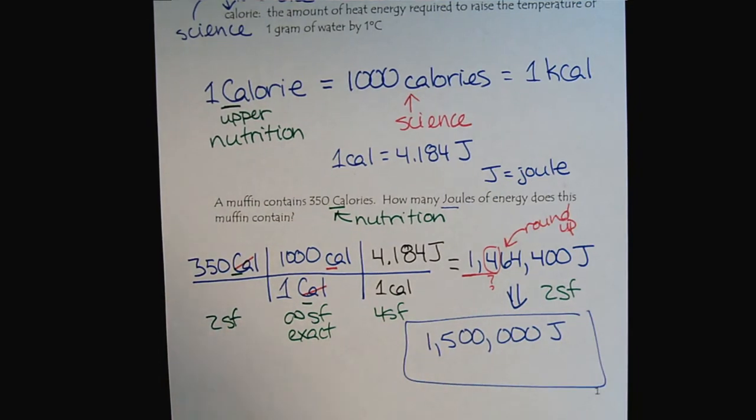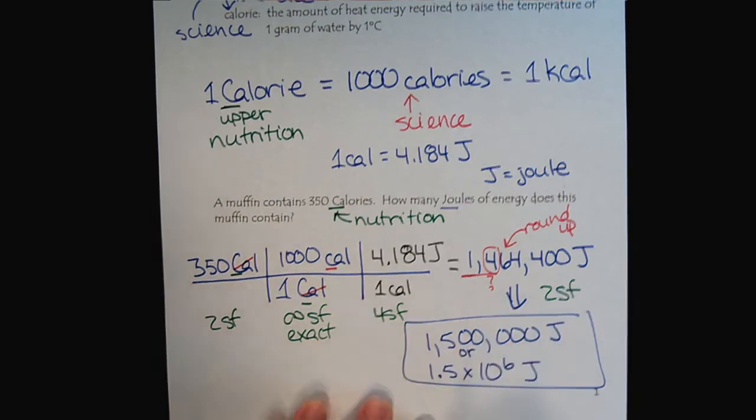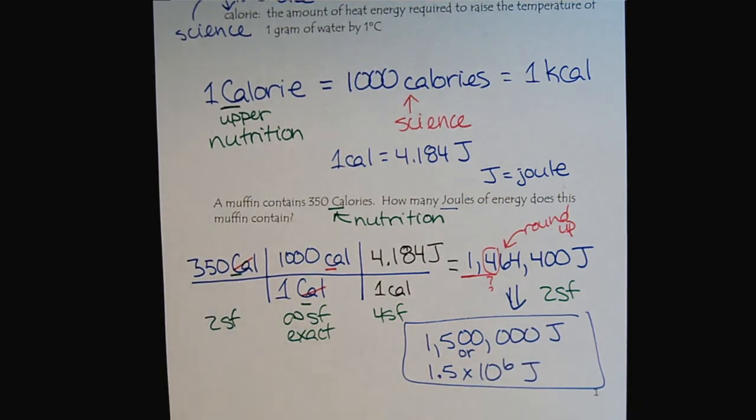Wow. Okay, and if we wanted to write this in scientific notation, we would write it as 1.5 times 10 to the 6th. And either answer is fine. Okay, so now that we're comfortable with the units of heat and energy, let's connect those to reactions.